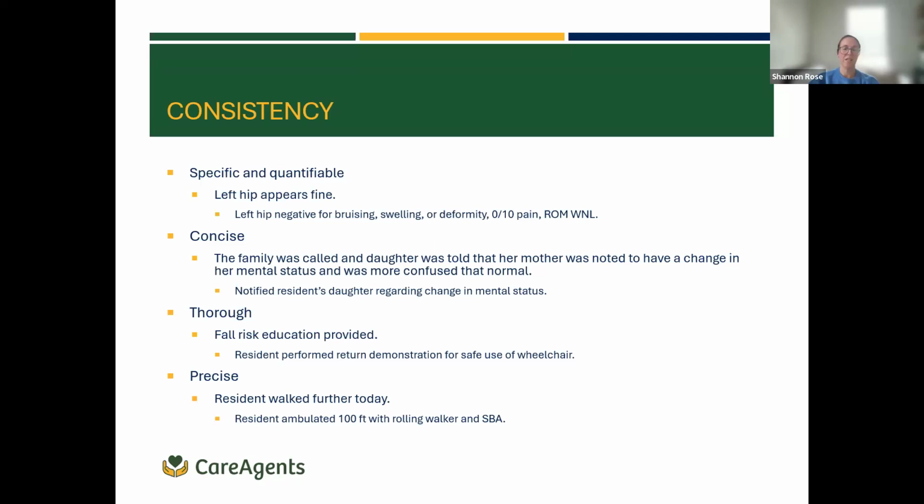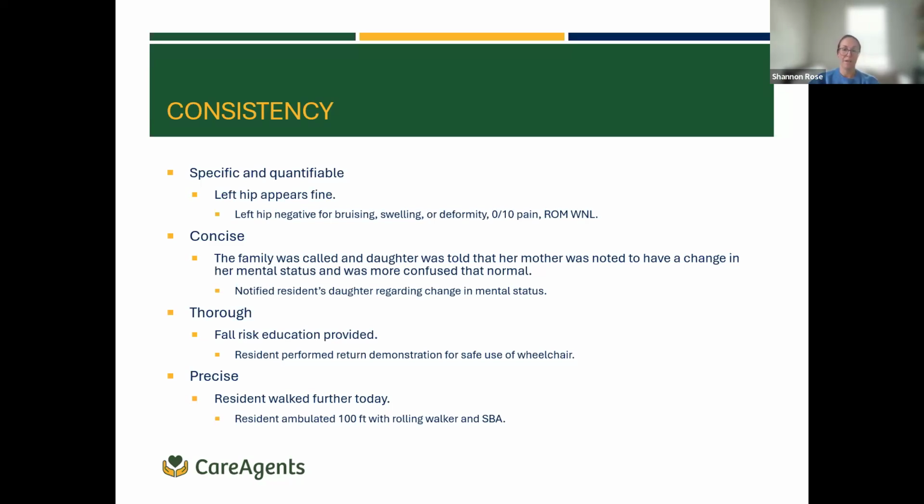Be concise. The family was called and the daughter was told that her mother was noted to have a change in her mental status and was more confused than normal. This is just overly worded. A concise way to say this is notified resident's daughter regarding a change in mental status.